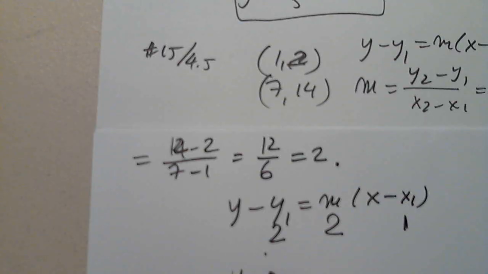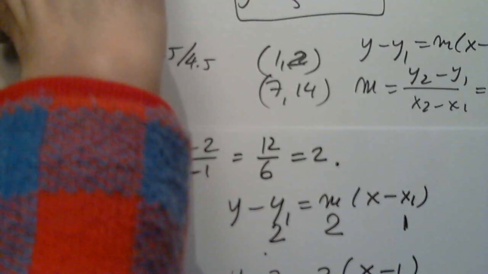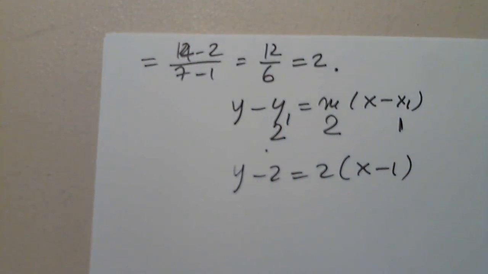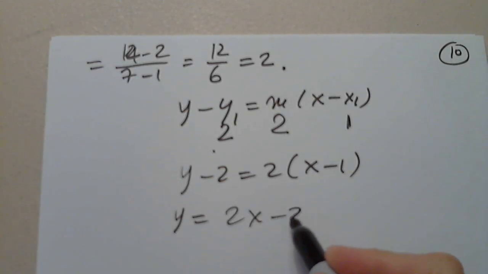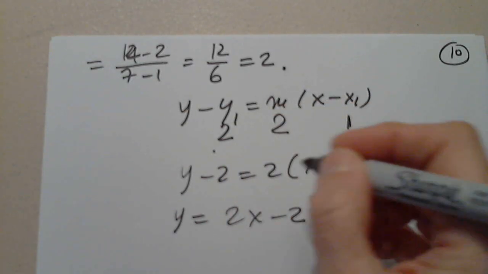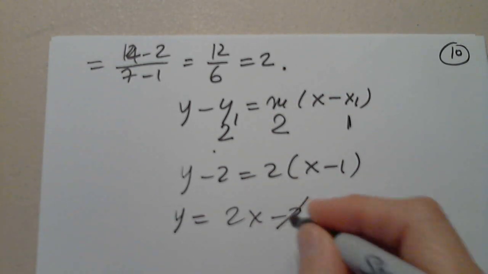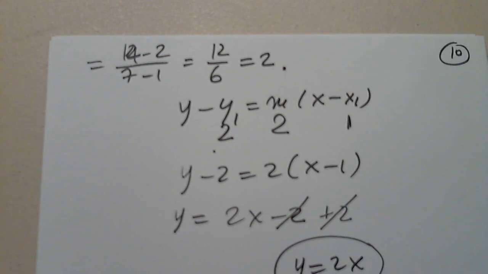So we have y minus 2 equals 2 quantity x minus 1. I have to solve for y. So then y equals 2x minus 2, but I have to bring the negative 2 to the other side. It becomes positive 2 now. So the equation is y equals 2x. Any questions? They want the point slope form first, and then they will probably ask us to find the slope intercept form.